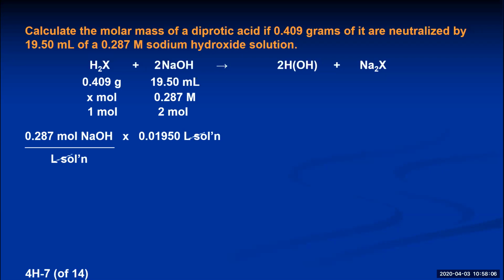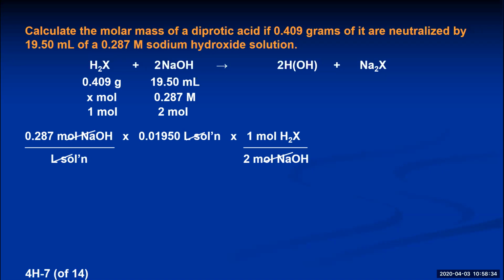When we do that, the liters of the solution will cancel out, and you will have calculated how many moles of sodium hydroxide were used for the reaction. Now do the mole ratio in the balanced equation. It's a 2-to-1 ratio. 2 moles of sodium hydroxide on the bottom, 1 mole of H2X on the top. Moles of sodium hydroxide cancel out. Our units now are moles of H2X, and that's what we're solving for. You're done. There actually isn't a third step in this calculation.